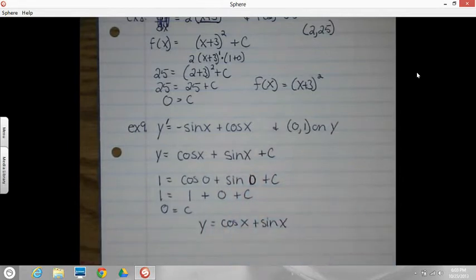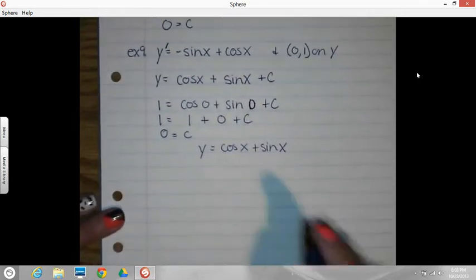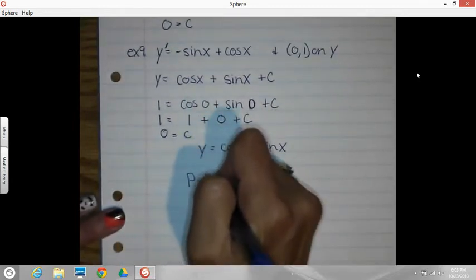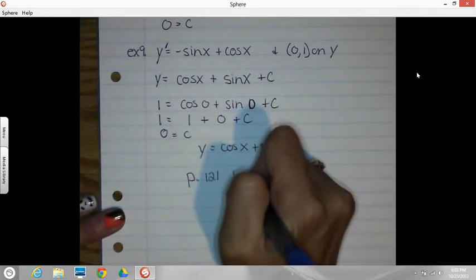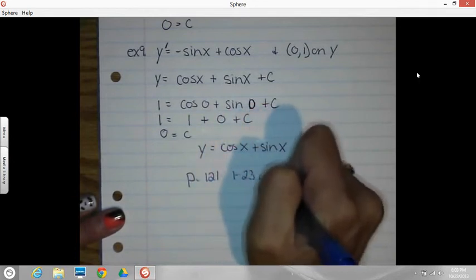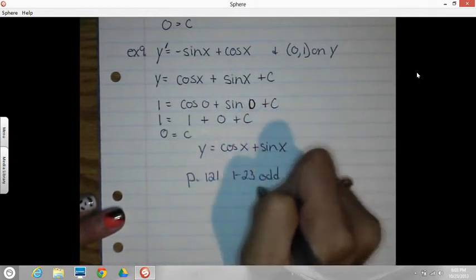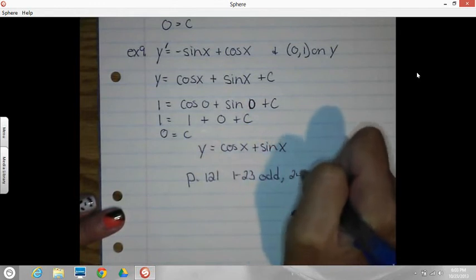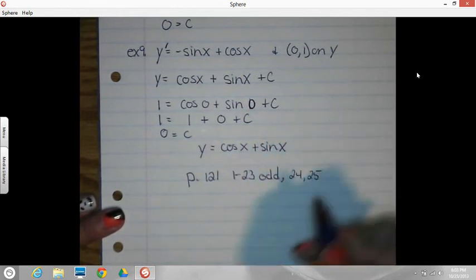Alright, and your assignment is going to be page 121, 1 through 23 odd, and then 24 and 25. Okay.